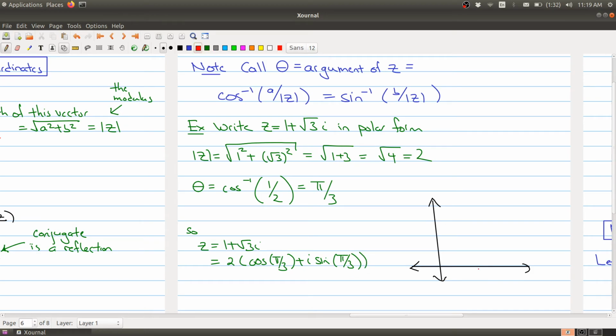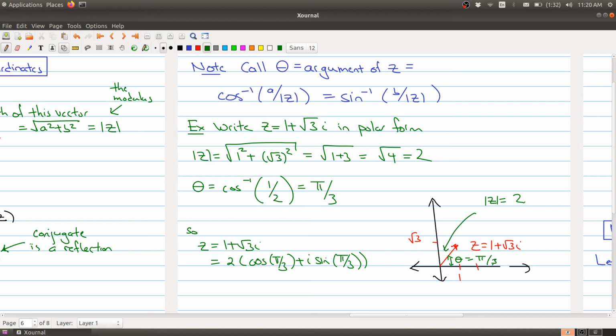And as a picture here, let's see if I can draw it to scale. This is where 1 would be. No, 1 would be a little closer. Let's try it again. Here's 1, and root 3 is right here. So there's my complex number Z, which is equal to 1 plus root 3 i. This angle right here is pi over 3, and the length of this vector is 2. So the modulus of Z is equal to 2.